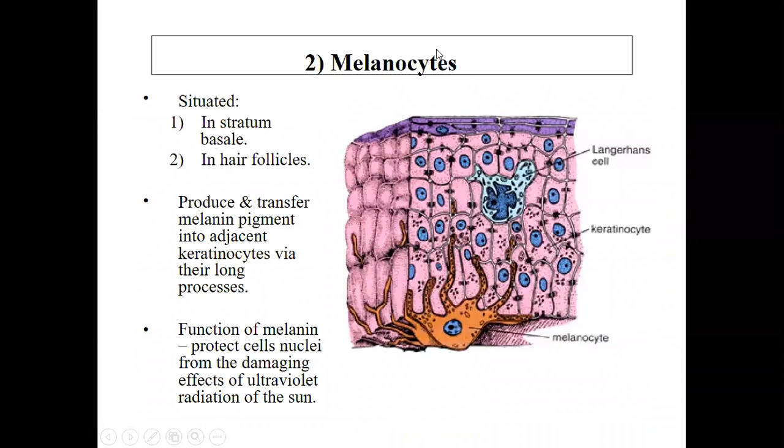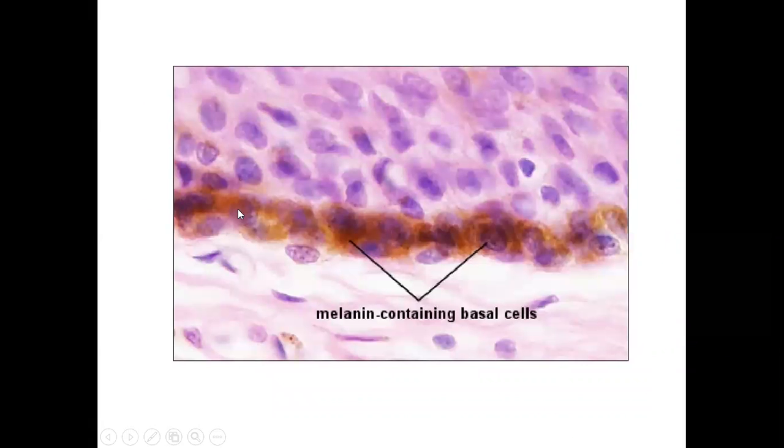Okay, the second type of cell present in the epidermis is the melanocyte. The melanocyte is located at the stratum basale. It is also present in the hair follicle. The function of the melanocyte is to produce and transfer the melanin pigment into the adjacent keratinocytes via the long process here. This long process allows the transfer of the melanin pigment. The function of the melanin pigment is to protect cell nuclei from the damaging effects of the ultraviolet radiation of the sun. So you can see here, this is the melanin-containing basal cell.